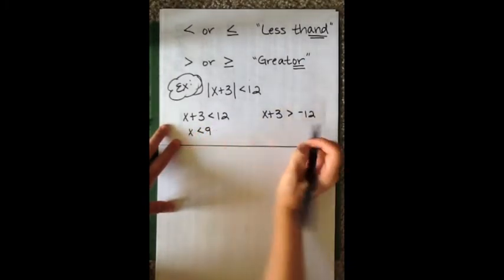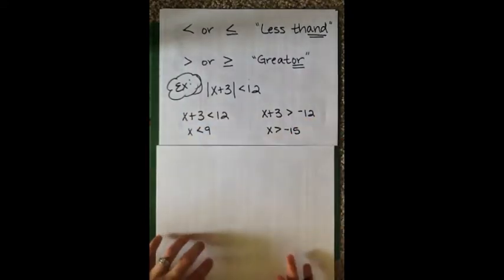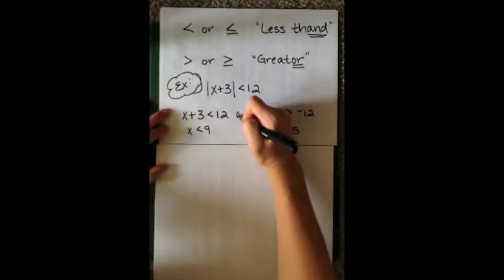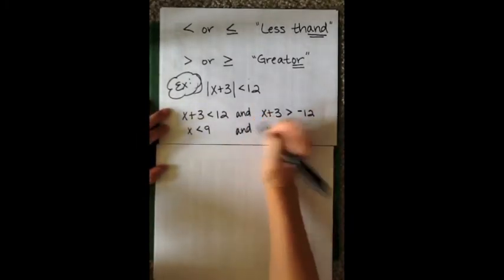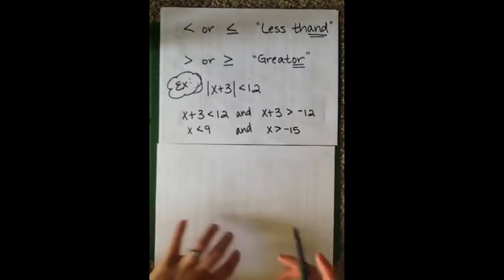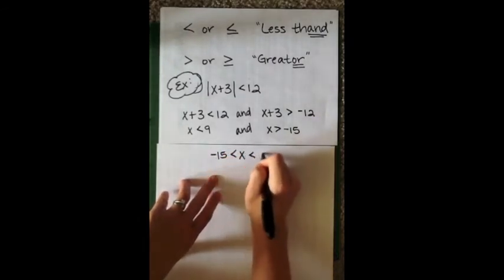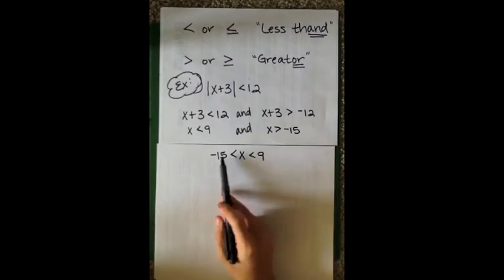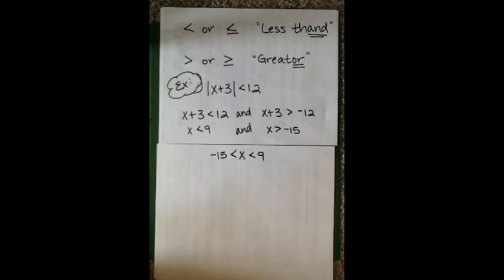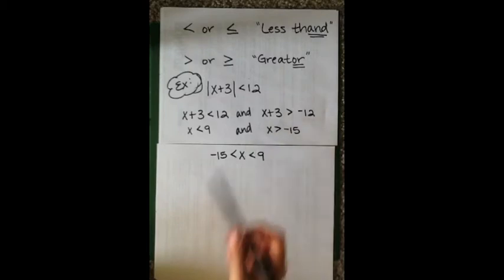So x is less than 9. X is greater than negative 15. Is this an and or an or situation? Well, it's less than, so it's and, which means I should be able to write these as a combined inequality. Okay, and the symbols are always going from the least to the greatest. So these symbols always face this direction in a combined inequality. If you can't write it as a combined inequality and it's supposed to be an and, then you have a problem.